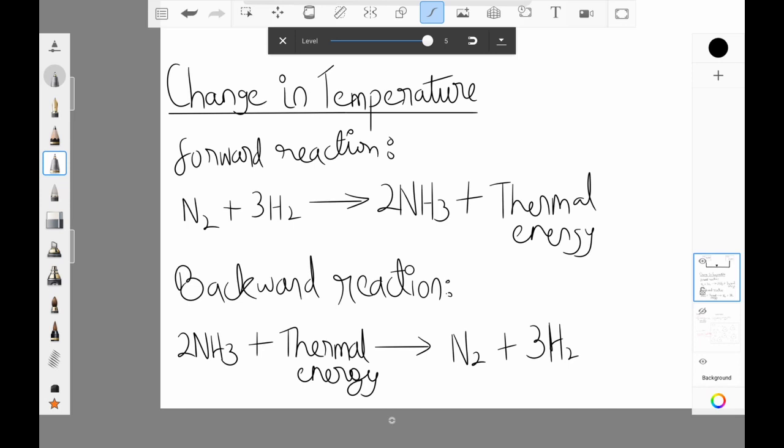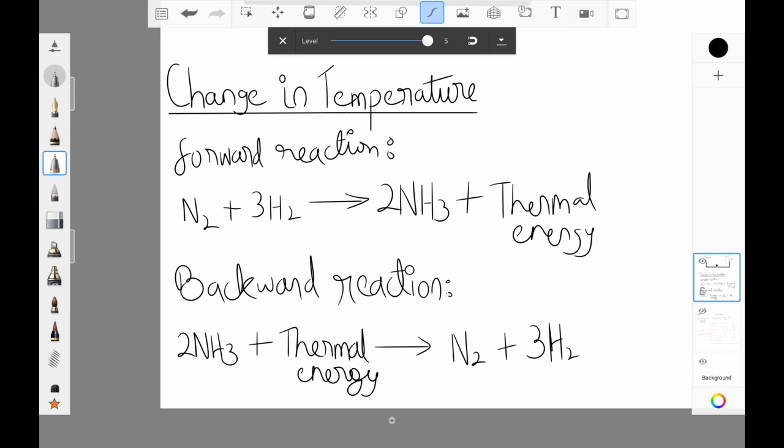So the forward reaction, which is something we are familiar with, is nitrogen plus hydrogen, which forms ammonia, and this half of the reaction is actually exothermic, so it releases heat or thermal energy. The backward reaction is an endothermic reaction. So if I were to heat up ammonia, it would break down into nitrogen and hydrogen. So this is an endothermic reaction.